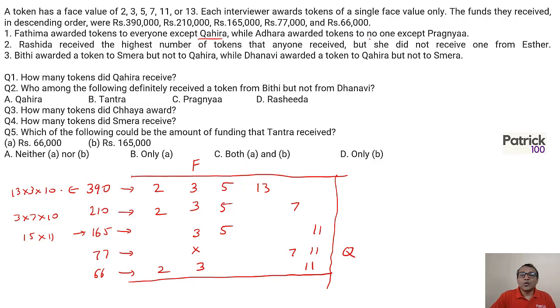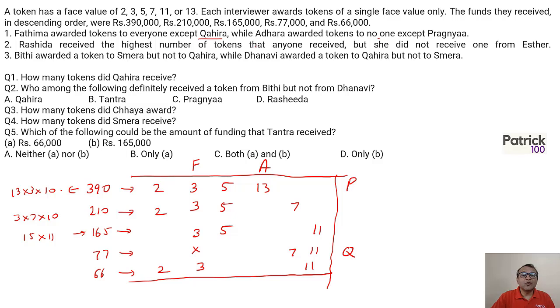Next, Adhara awarded tokens to no one except Pragya. So Adhara gave only one token, and only one token is given in 390, that is 13. So Pragya has got that token, and 390 will be Pragya. So A gave only one token, which is 13, and that is given to P.